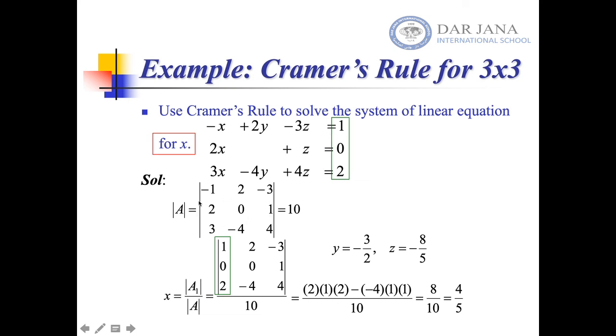So we'll have a new matrix. We find the determinant. After finding the determinant, to find z, we divide the result by the determinant of the coefficient matrix, which is 10. The result will be negative 8 over 5. And this is the end of our lesson.